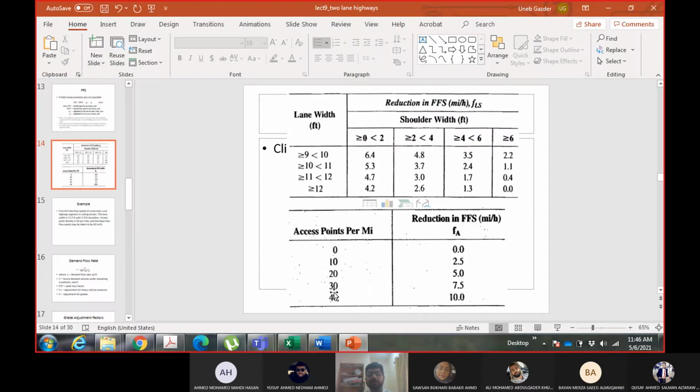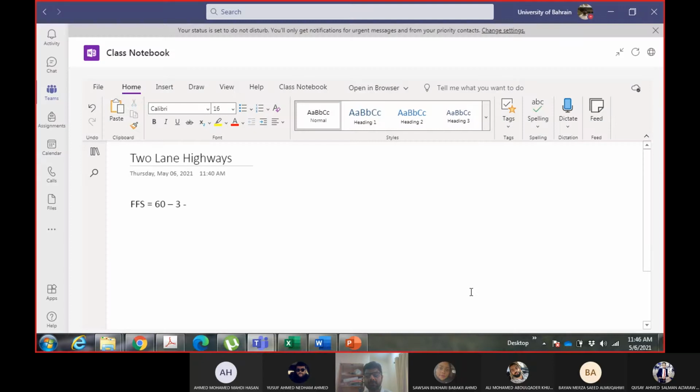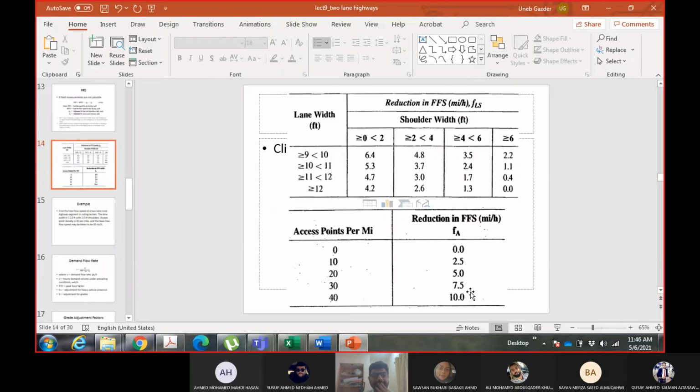Minus, for 30 access points per mile, the factor is 7.5. When you subtract them, you get 49.5 miles per hour. So this is a very simple example. You just had to see the two factors from the table, and that's it.